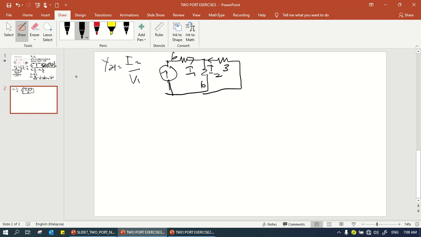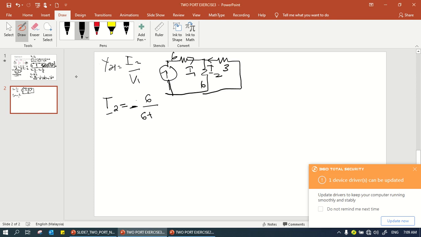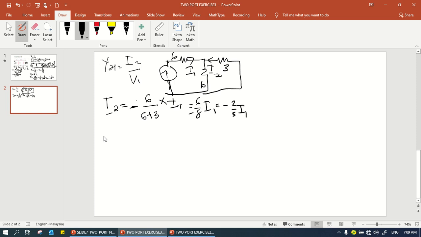Okay. So, I2 ialah minus 6 bagi 6 tambah 3 kali dengan I1. Kenapa minus? Sebab current masuk, keluar. Okay. Ini awak akan dapat minus 6 over 9 I1, ataupun minus 2 over 3 I1. Okay. So, itu ialah I2 lah.